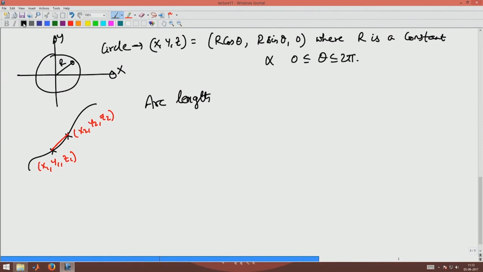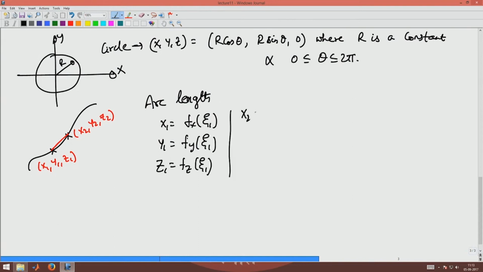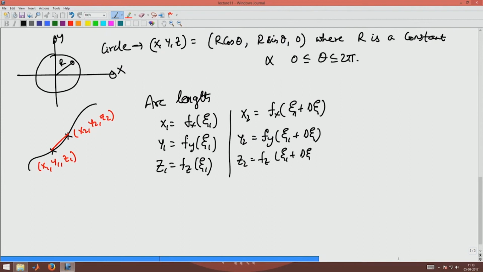x1 is f of x at psi 1, y1 is f of y at psi 1, z1 is the function f of z at psi 1, and x2 would be f of x at psi 1 plus delta psi. Similarly, y2 would be f of y at psi 1 plus delta psi, z2 would be f of z at psi 1 plus delta psi.